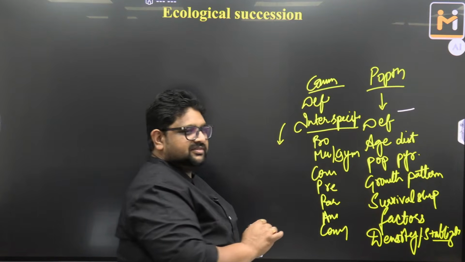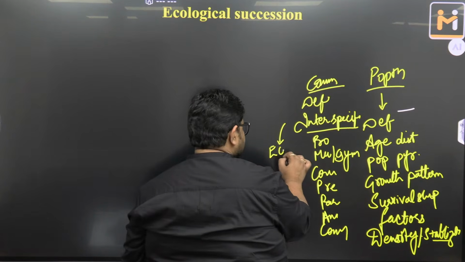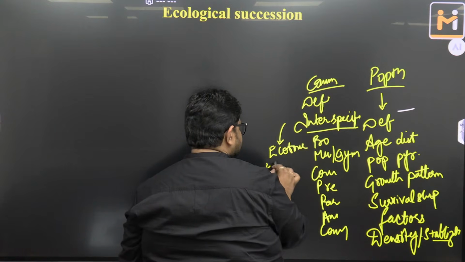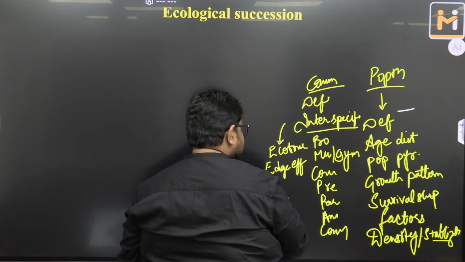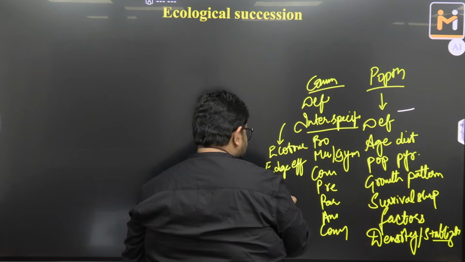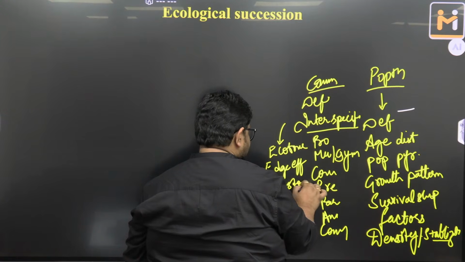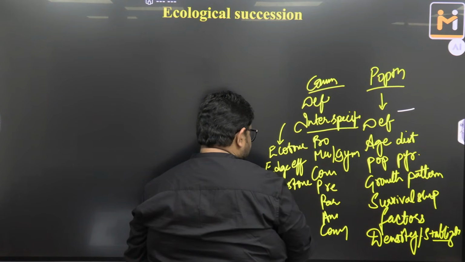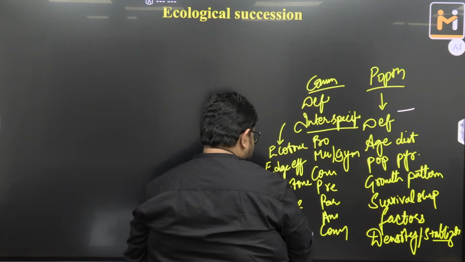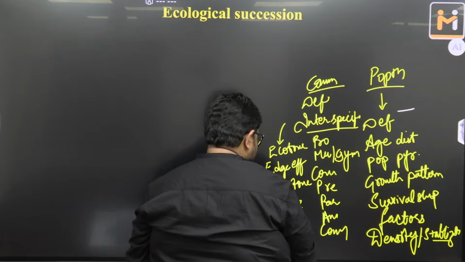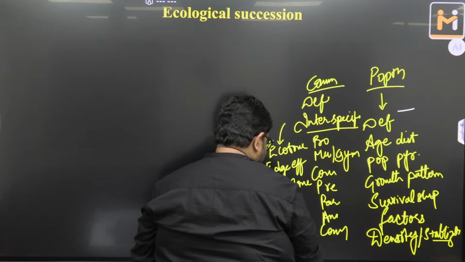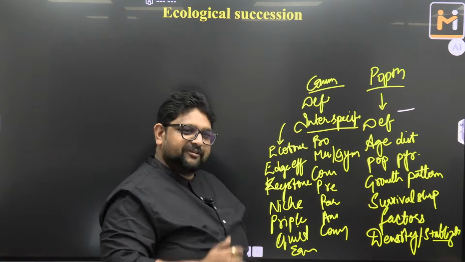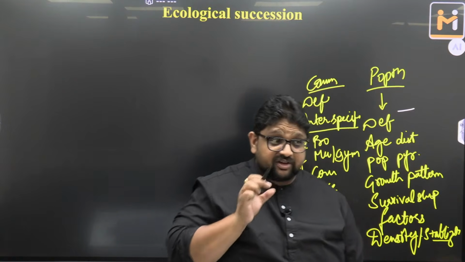Okay. Then next, ecotone, then edge effect, then edge species, then keystone species, then niche, then principle of competitive exclusion, then ecological guild, ecological equivalence, flow idea. This flow you should always know.